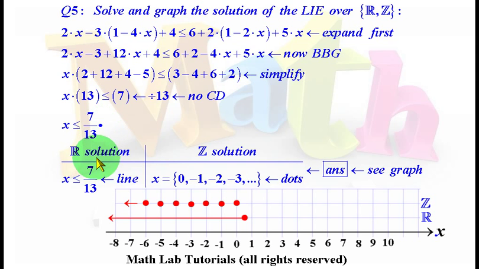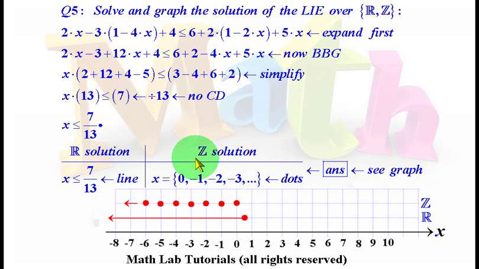Now let's look at the real solution. Of course, for the real solution, you just grab this and drop it down. And of course, it describes a real line. And I mean a solid line. And the endpoint 7 over 13 is included in that solid line. And x less than or equal to 7 over 13 means all real numbers less than or equal to 7 over 13 or to the left of 7 over 13.